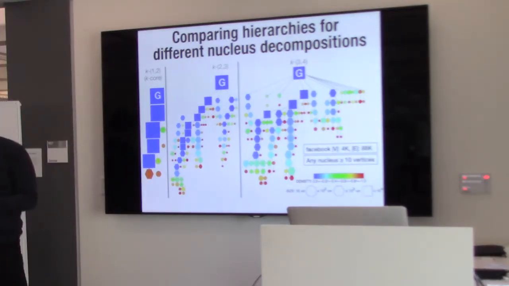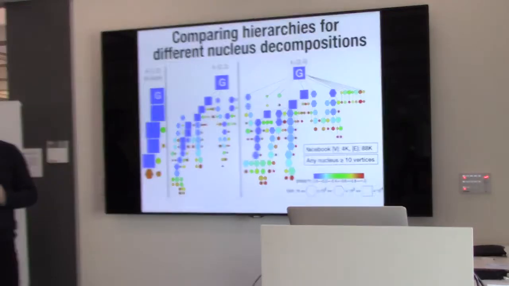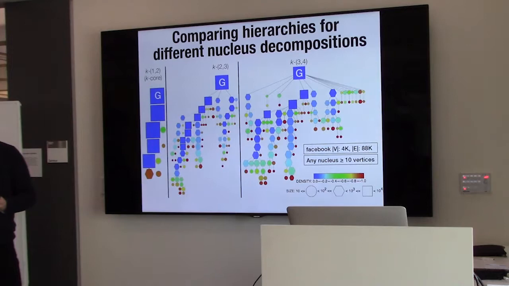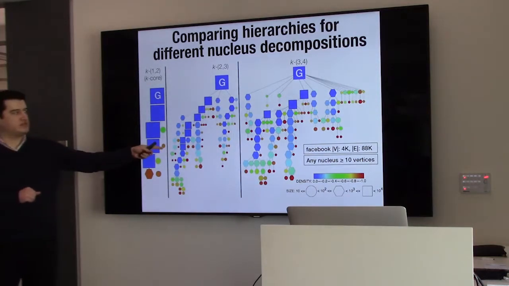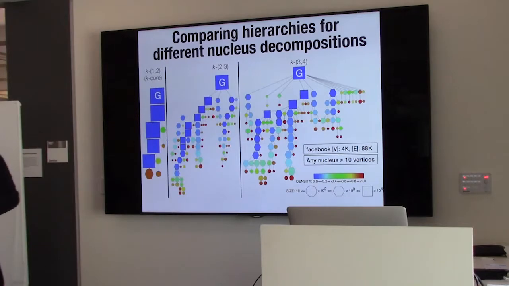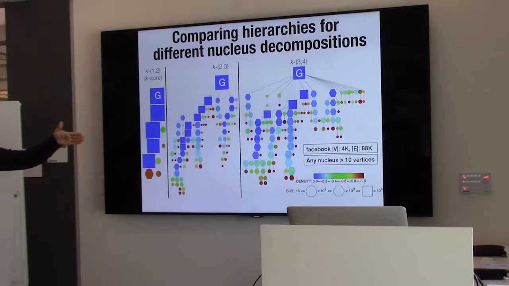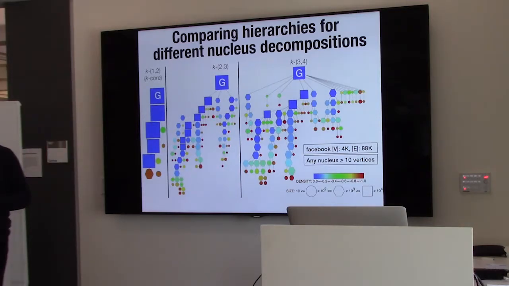I'm sorry, what does the 3-4 again mean here? So 3-4 basically means every triangle has at least k four-cliques. I see. Okay. So every edge has k triangles, and every vertex has k edges. I see. So overall, this comparison of the hierarchies gives us hope in terms of what 3-4 can offer us on top of 2-3, and definitely for 1-2 k-core decomposition.